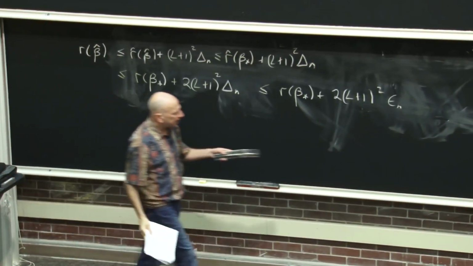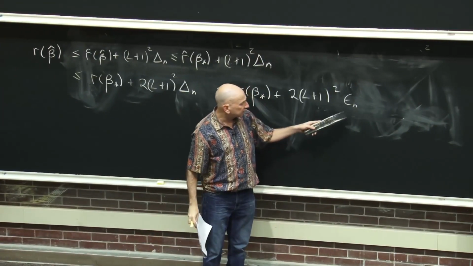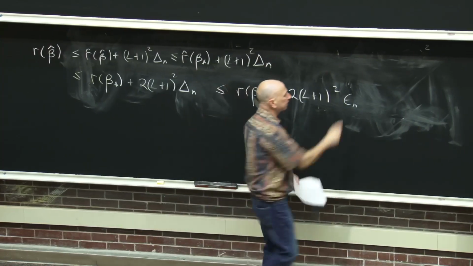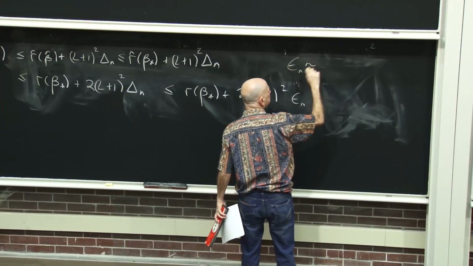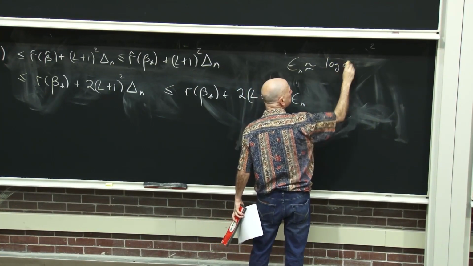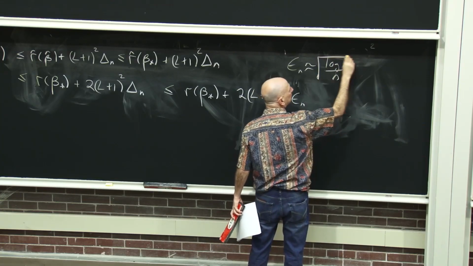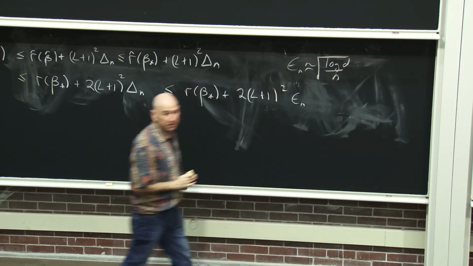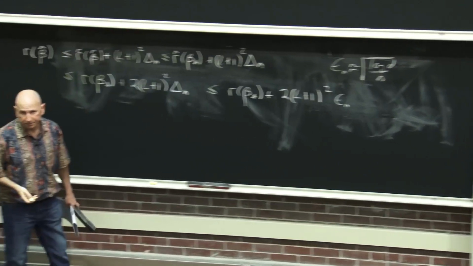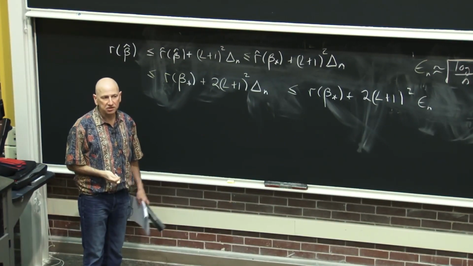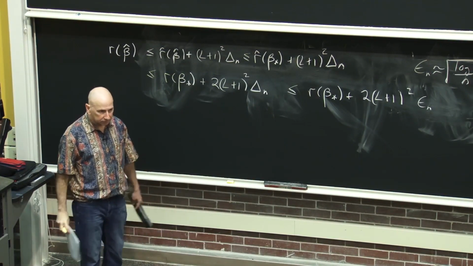And the important thing again, the constants don't really matter. The important thing is that this is something like log of the dimension over n. If the dimension had come in polynomially, this wouldn't have been very useful. This is what allows us to do high dimensional regression.